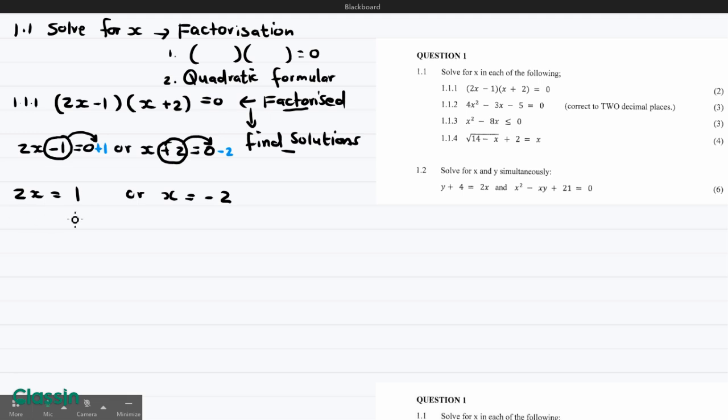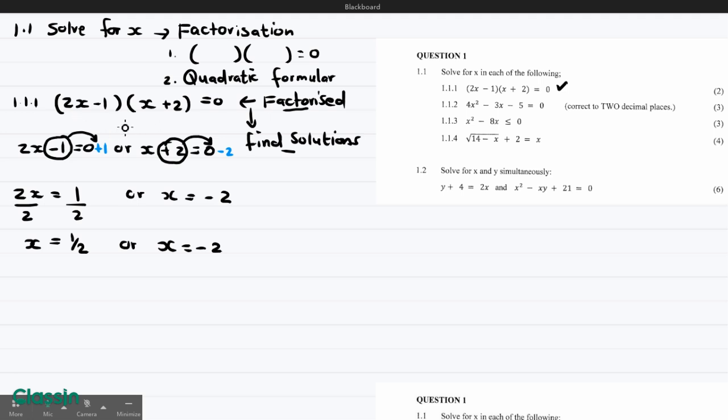Now this one is not completed because we are looking for x and we are not looking for 2x. It means that we divide both sides by 2, which is the number attached to x. 2 divided by 2 is 1, 1 multiplied by x gives x, so we have x equals 1 over 2, or x equals minus 2. This is the solution for this problem.